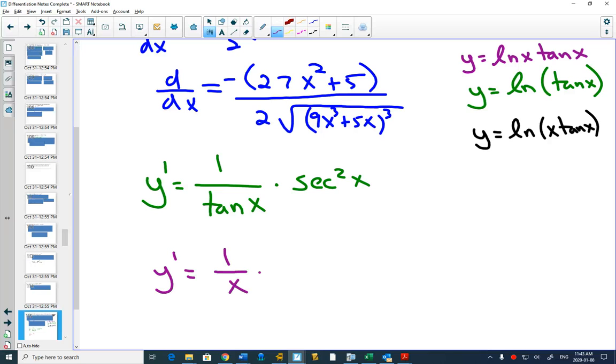Do the derivative of one function, keep the second function the same, plus keep the first function the same, derivative of the second function. There's your product rule.